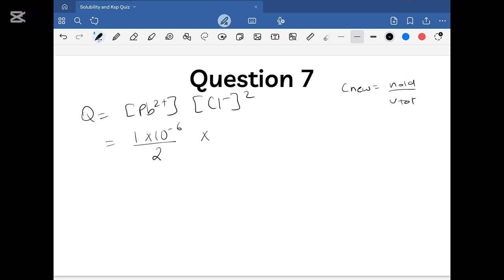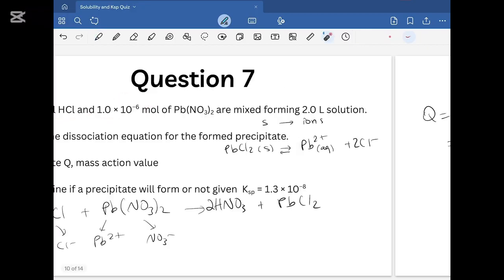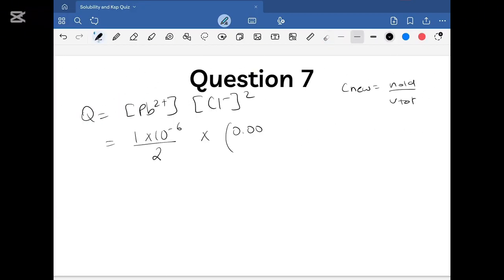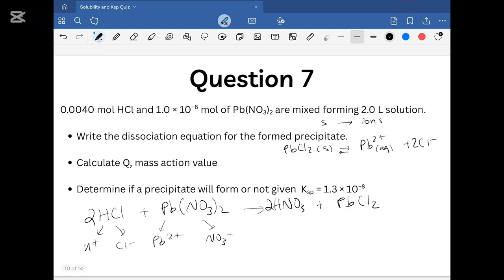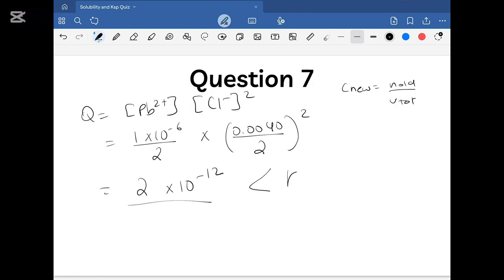2 multiplied by the number of moles for Cl minus, which comes from HCl, which is 0.004 mole. So I'm going to put 0.004 divided by 2, which is the total volume, to the power of 2. The answer will be 2 times 10 to the power of minus 12, and this is the value for Q. Now the last question was determine if a precipitate will form or not, given that KSP is 1.3 times 10 to the power minus 8. So Q is less than KSP, so no precipitate will form.